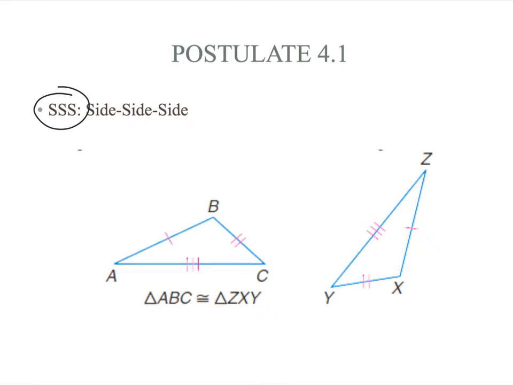All it's saying is that we have corresponding sides that are congruent. So we've seen some of this notation, but if you've forgotten about it, it's okay. So this one tick mark means that this side is congruent to this side. So AB, segment AB, is congruent to XZ.